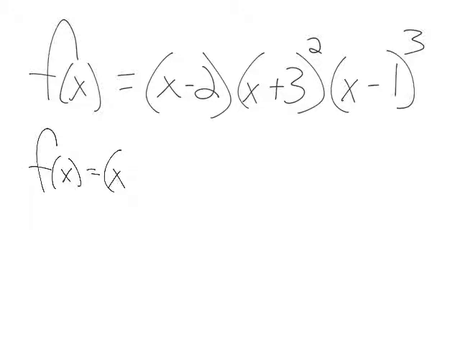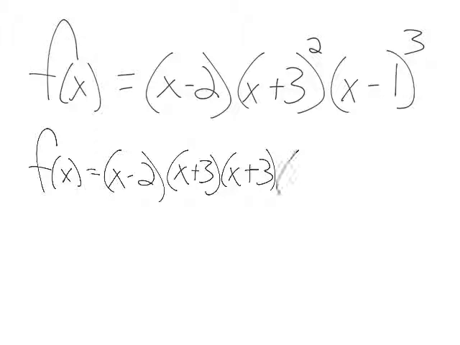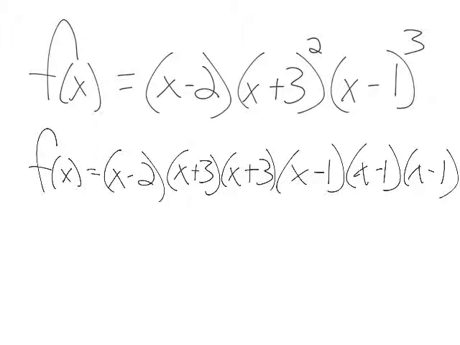x minus 2 times x plus 3 times x plus 3, there's the 2 of those, times x minus 1, x minus 1, x minus 1. There's the 3 of those. So in actuality, we've got 1, 2, 3, 4, 5, 6 total factors. This particular factorization comes from a degree 6 polynomial.